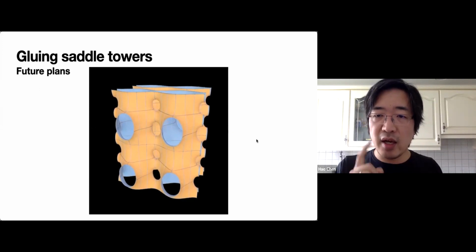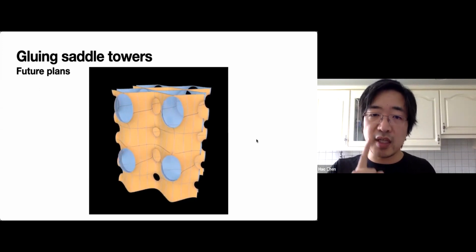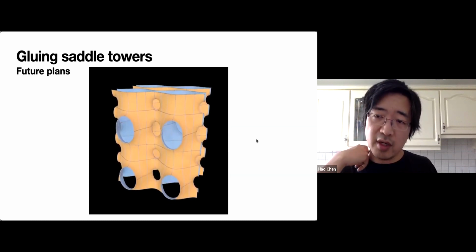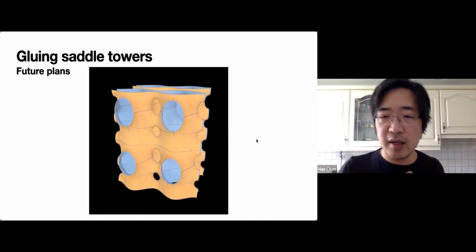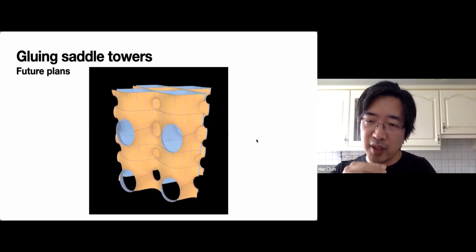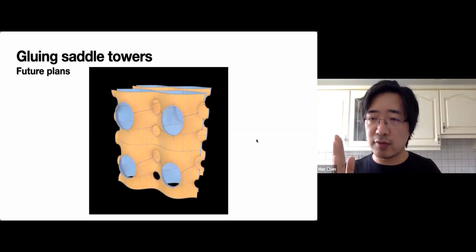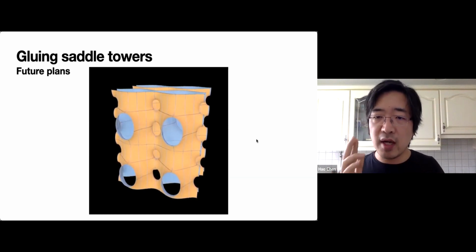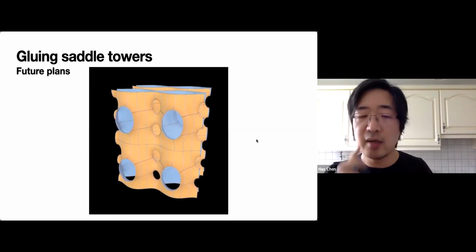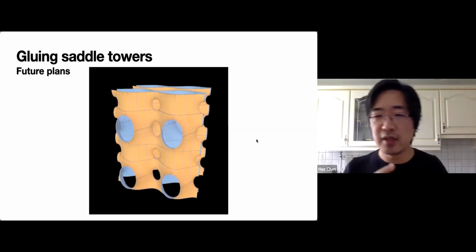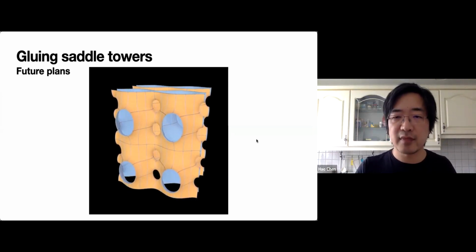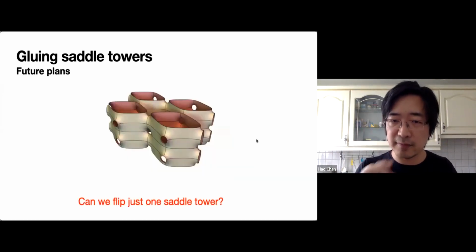And then I also dream to one day glue saddle towers with different vertical parallels. Here I'm showing a video made by Matthias Weber. It suggests a continuous family obtained by sliding one saddle tower with respect to another. I strongly believe that this is not possible, but I don't yet have a proof. I have strong evidence, but I don't have a proof yet. So I think this video is misleading.